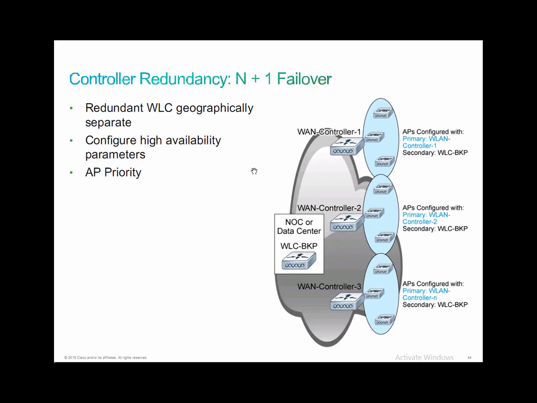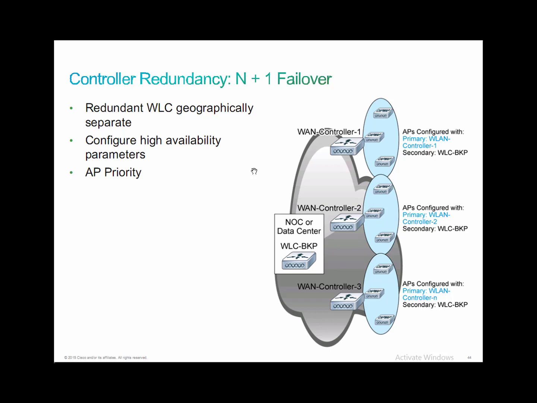There are some best practices that Cisco recommends. The most common design is N+1. That means you have a redundant wireless LAN controller in a separate location, so a NOC or a data center. High availability parameters to detect a failure: make sure it's fast, minimum of 30 seconds. That's a setting that you set in the global wireless LAN controller settings.